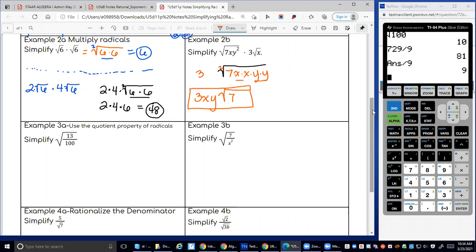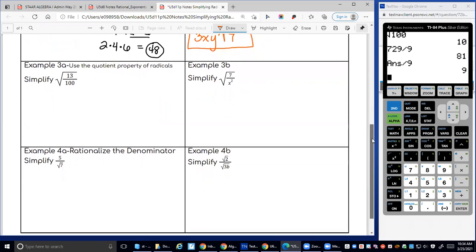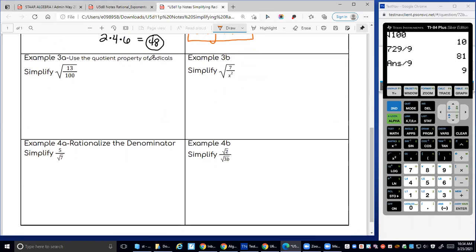Okay, let's go ahead and look right here. We're going to use the quotient properties of radicals. Quotient is just a fancy word for divide, right? So if you have this, you can actually split it up. Now I know that 13 is a prime number, right? There's nothing like 2 times anything that's going to give me any factors. I can't really do a tree with that. So we're pretty much stuck, okay?